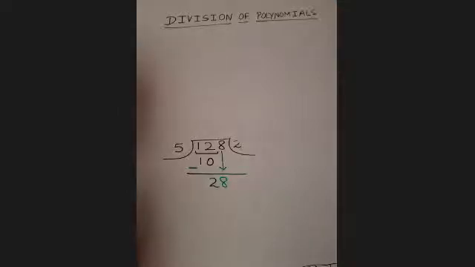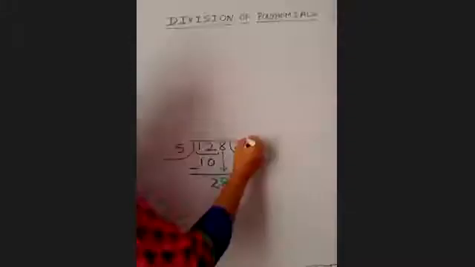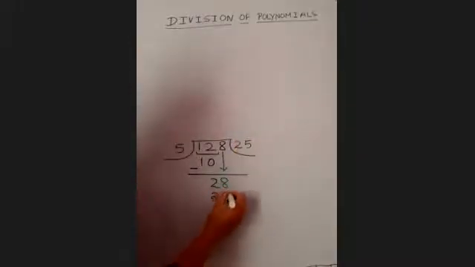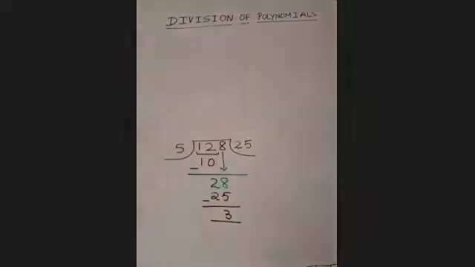In the same process, we look for a number which comes in the table of 5, which is either equal to 28 or less than that. 5 into 5, 25. Again, we subtract and we get 3.